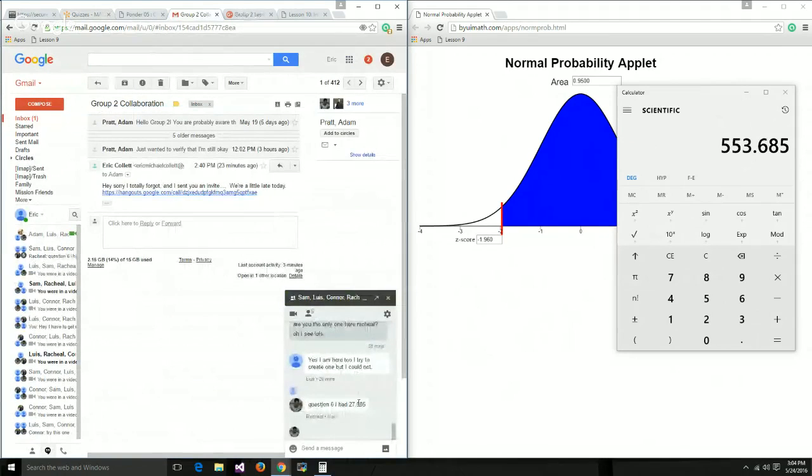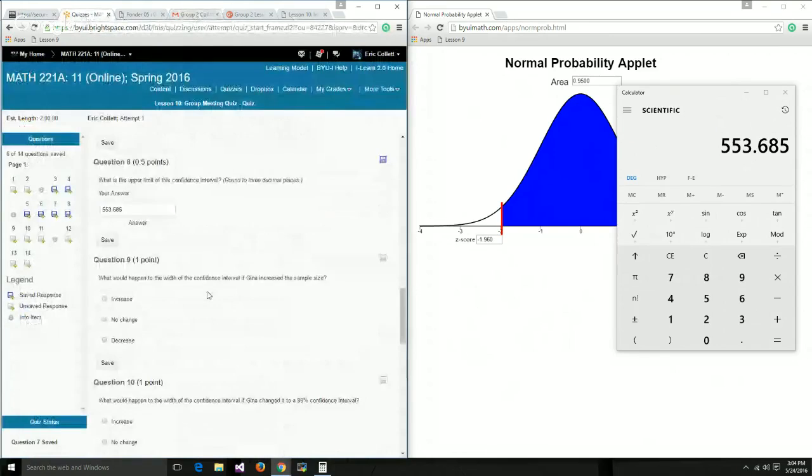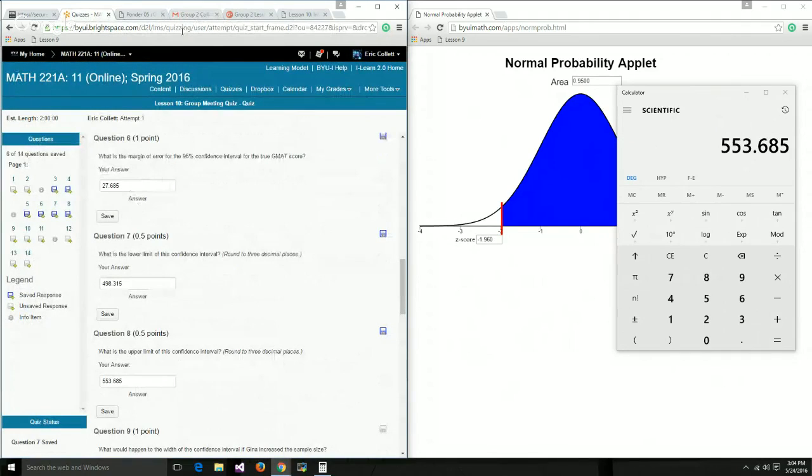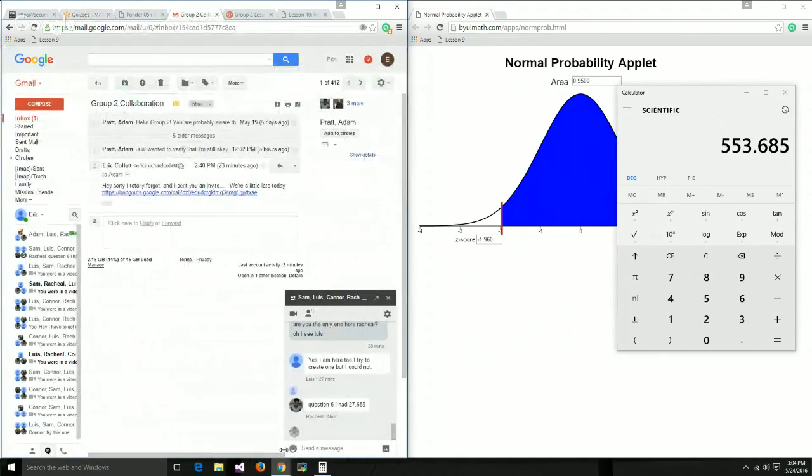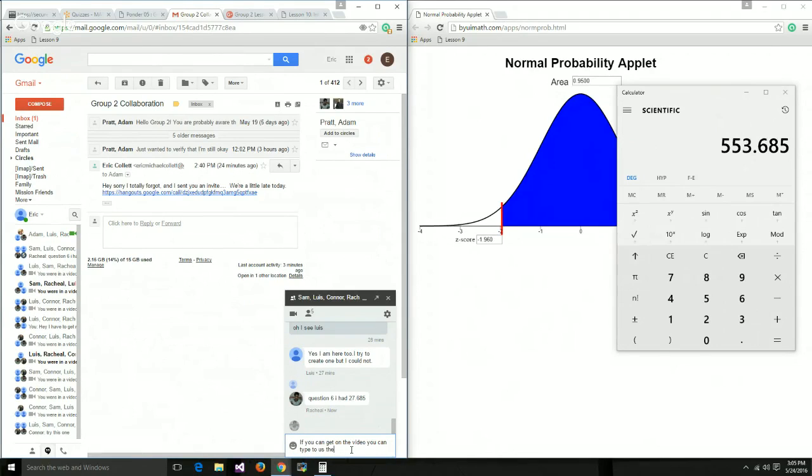I just got a message from Rachel. Question 6, I had 27.685. Cool. Looks like we're doing good then. Sweet. I'm going to tell her that if she can get on, she can type to us.